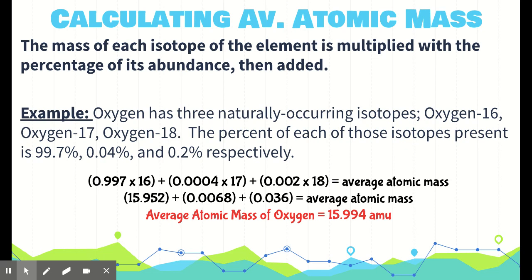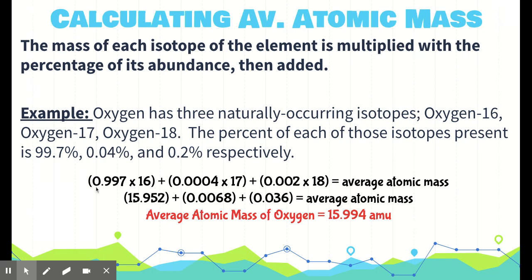So in this example, we're looking at oxygen. Oxygen does have 3 naturally occurring isotopes. So we have oxygen 16, 17, and 18. The percent of those isotopes are listed there. If you look at those, obviously oxygen 16 is the most common, and then oxygen 17 and 18 are fairly rare.